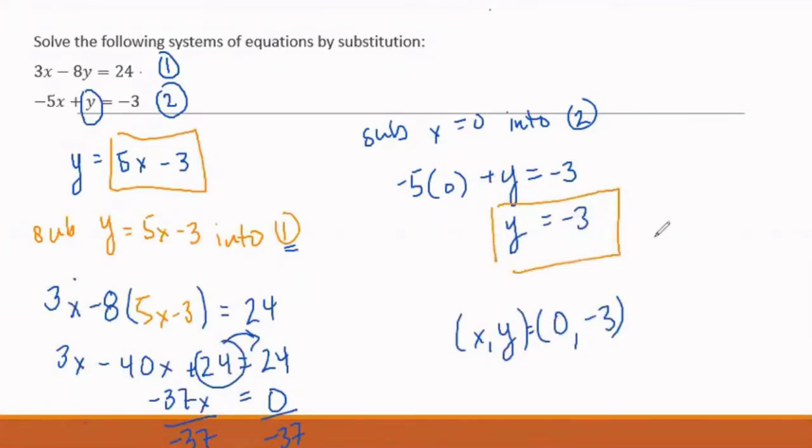All right, that is substitution. Again, it's easiest if at least one of my variables, even just the one variable, has a coefficient of 1. Otherwise, it gets a little bit trickier.